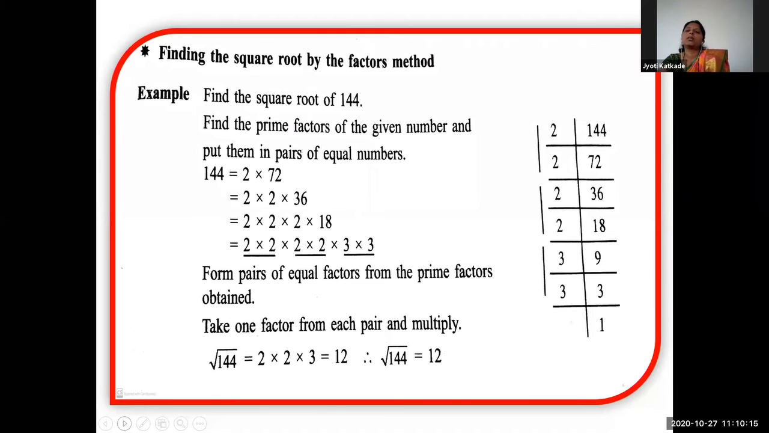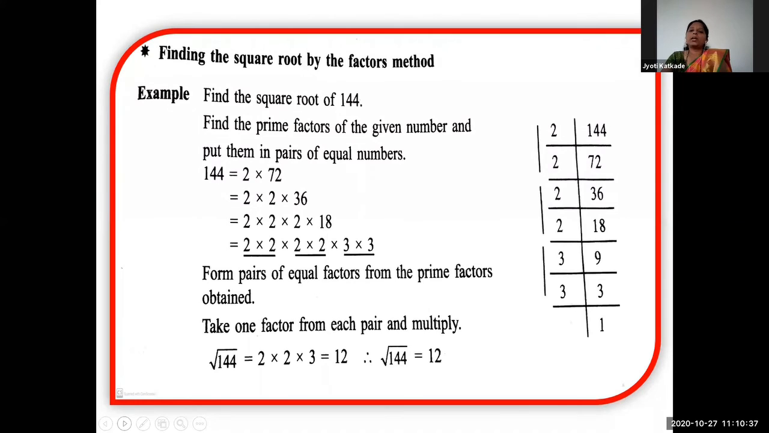So find the next lowest prime factor, that is 3. Now 9 is divisible by 3. So divide 9 by 3, we get 3 threes are 9. Again 3 is there. So divide 3 by 3, we get 3 ones are 3. Okay.